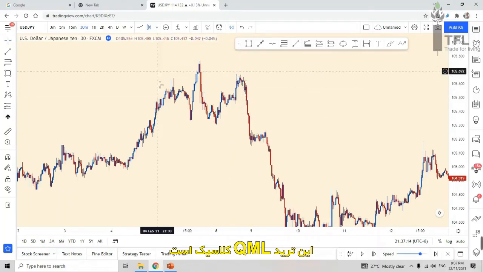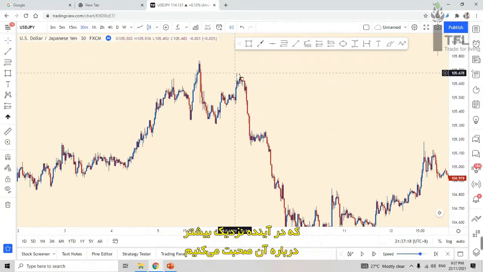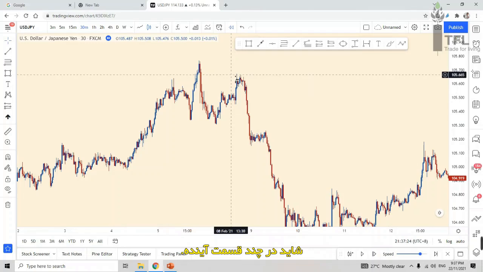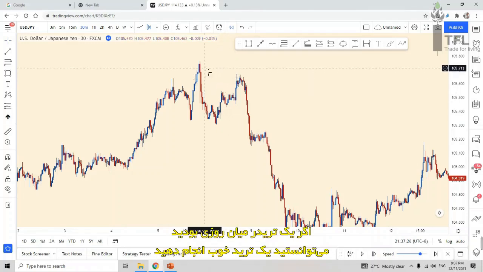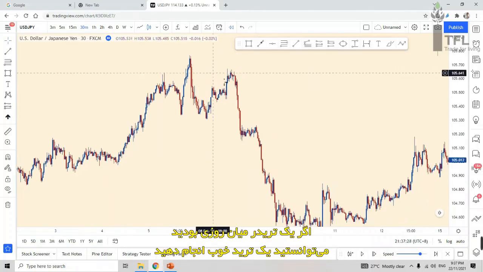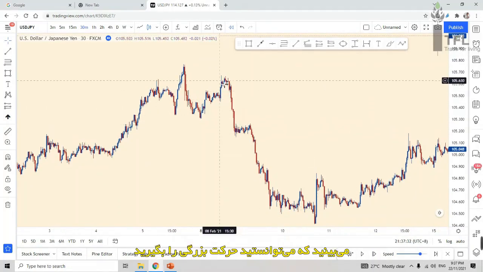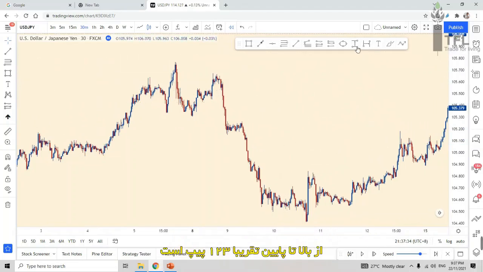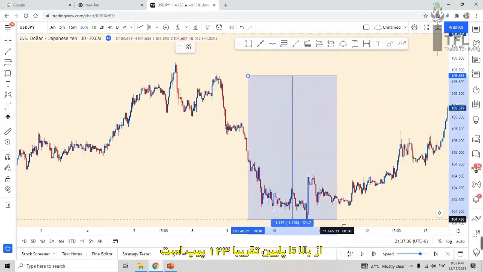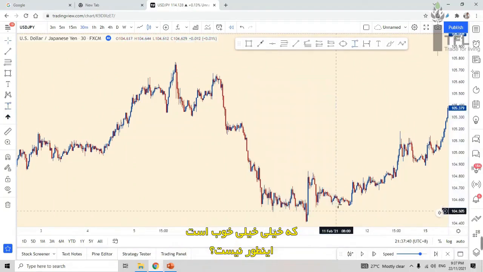All right, this is a classic QML trade, which we will get more involved in, in the near future, maybe in a few more chapters. So yeah, you can catch a nice trade if you're an intraday trader. You can see that you can catch a lot of pips from the top maybe to here. It's 123 pips, which is very, very good, isn't it?